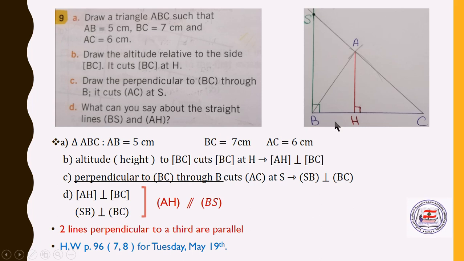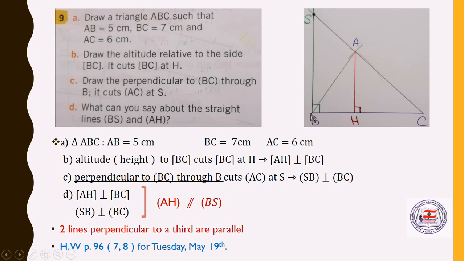Don't forget this. Now, the altitude, that is the height, to BC, it cuts it at H. So this is point H. Now, AH is perpendicular to BC. This is given, right? They told us here. C. Draw the perpendicular to BC through B, that is at point B. We want to draw a perpendicular at point B to BC. Then we put the set square here and we draw a perpendicular to BC.